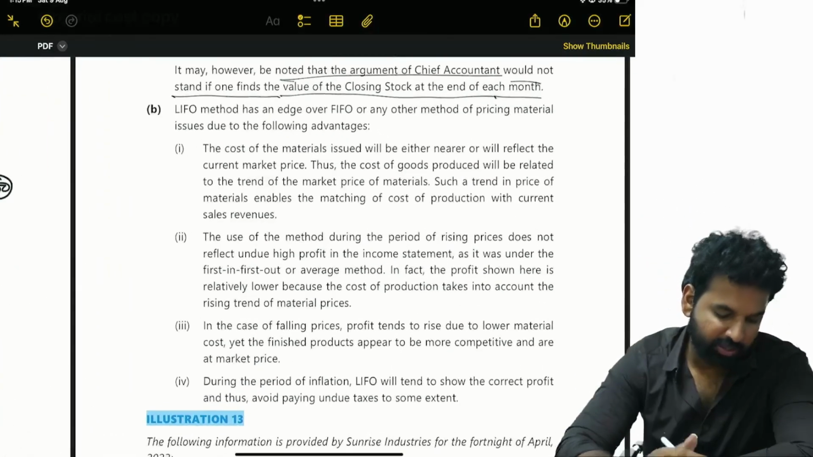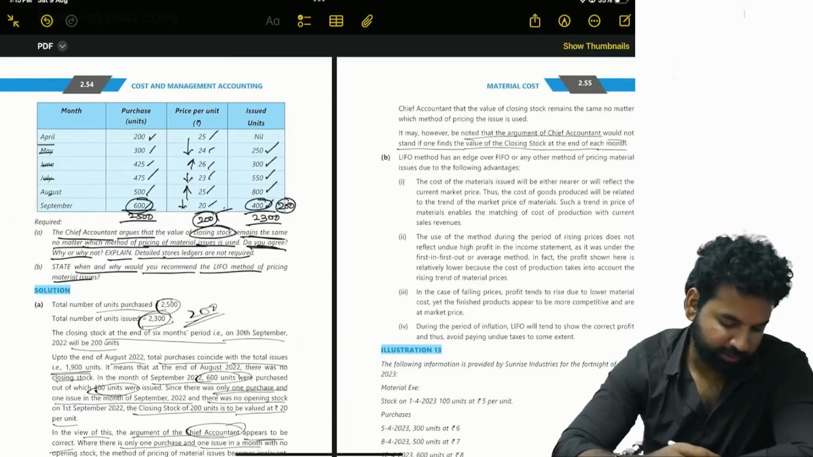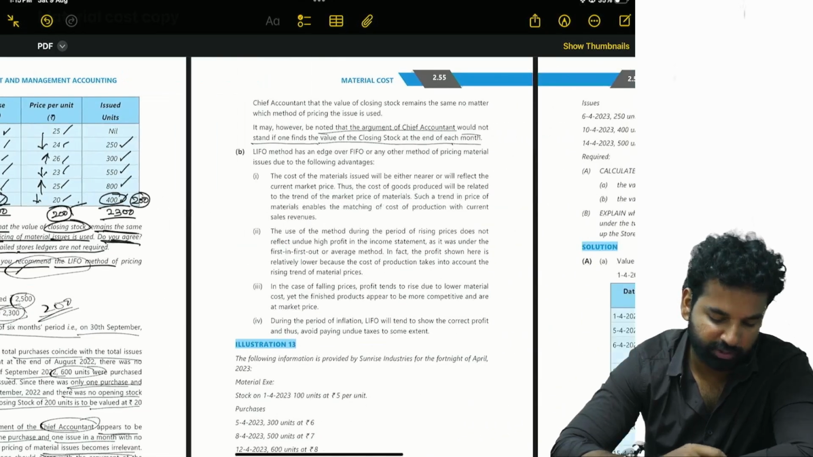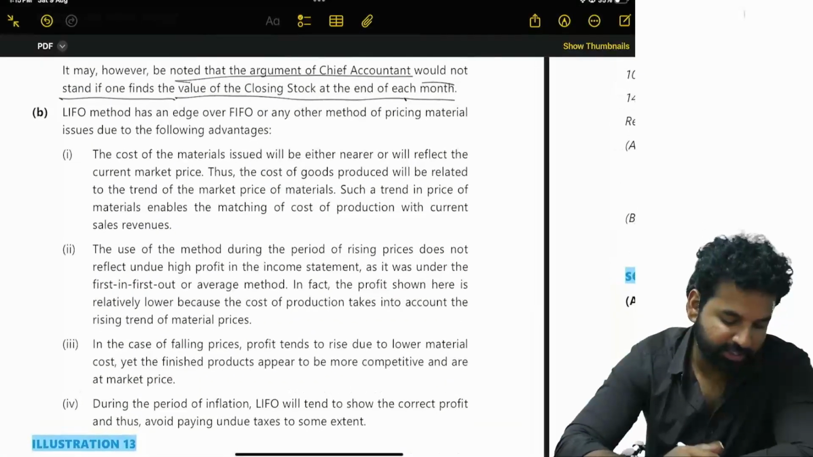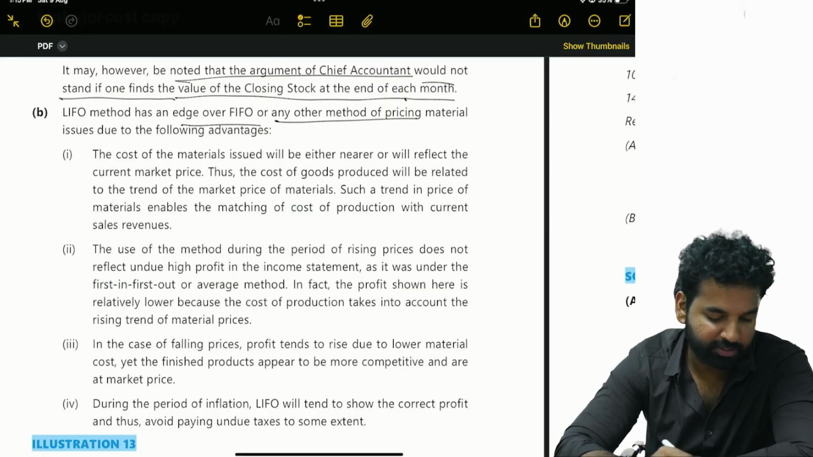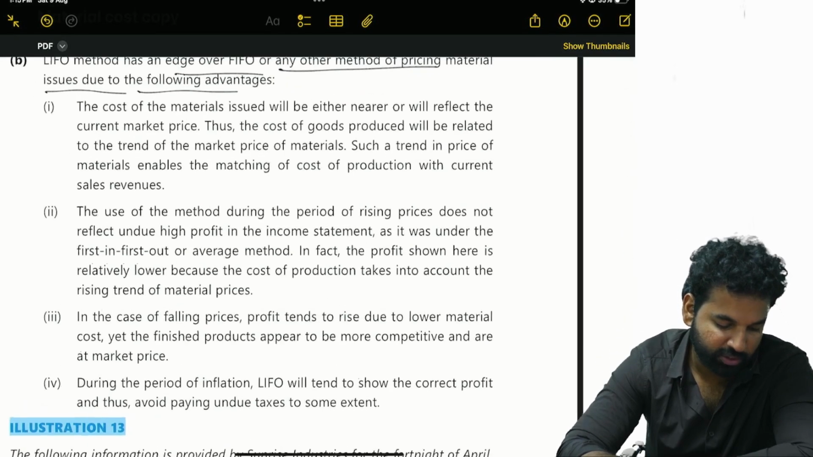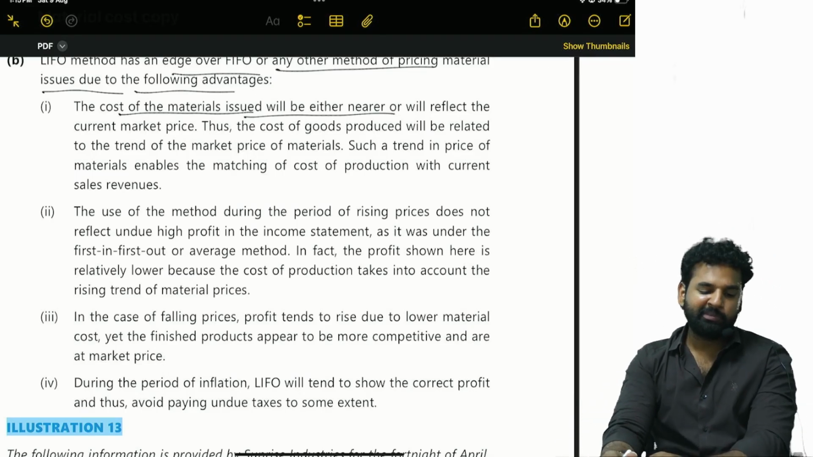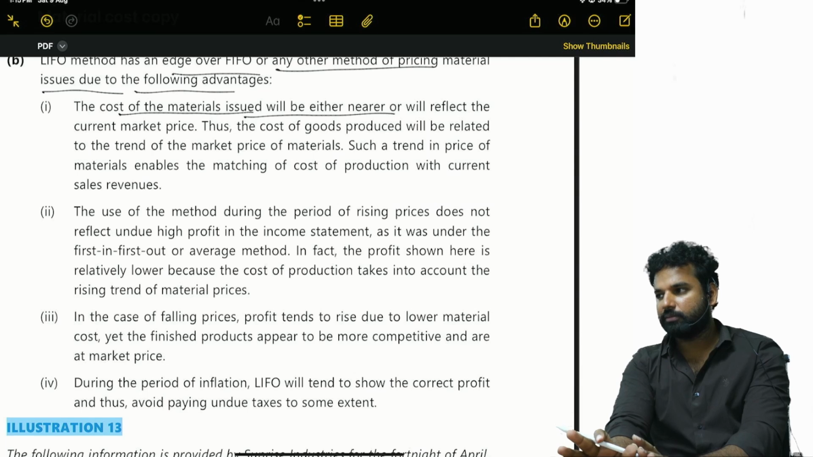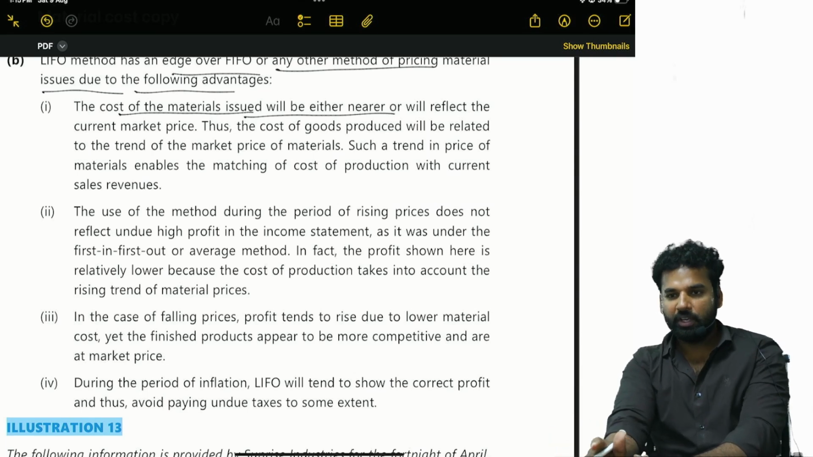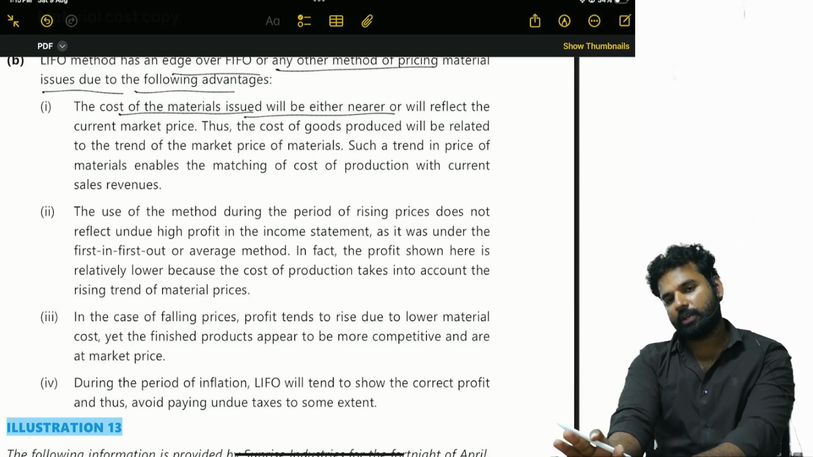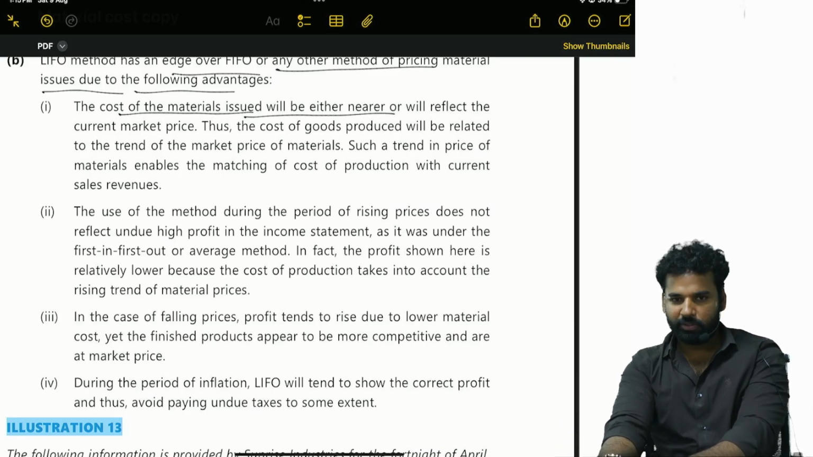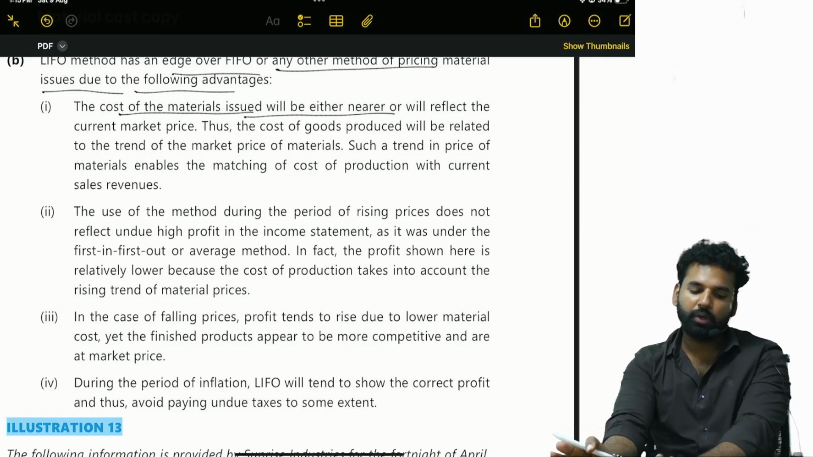Right. So LIFO method. They have asked when and why it should be recommended. LIFO method is recommended, no? For that, this is the answer. LIFO method has an edge over FIFO or any other method of pricing material issues due to the following advantages. So, the cost of the materials is issued. What are the advantages we have seen? When inflationary prices are there, it will cope up with the market price. As a result of the market prices, it will show the correct material cost, there will be correct profit, which is generally lower profit, lower taxes.